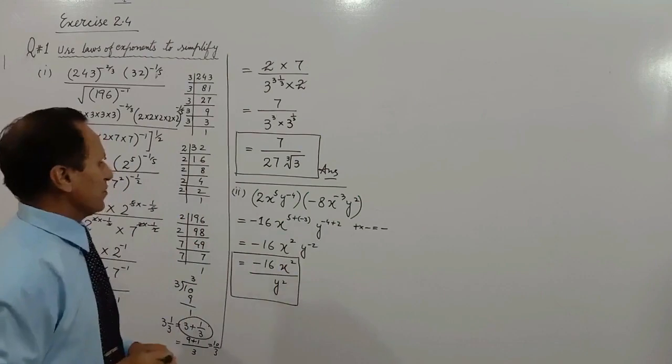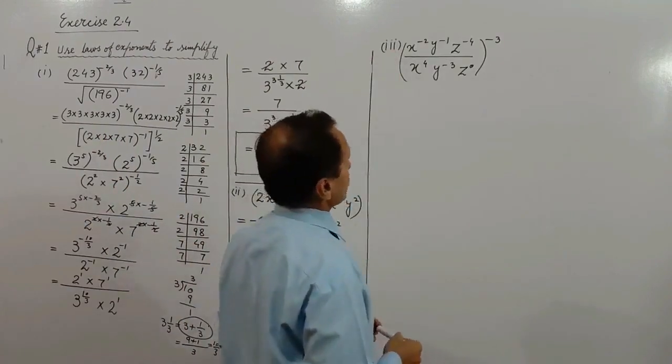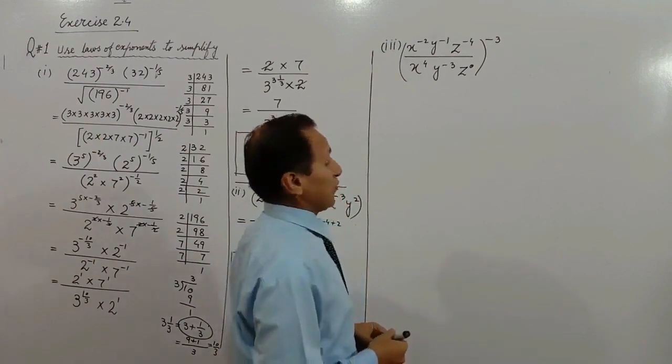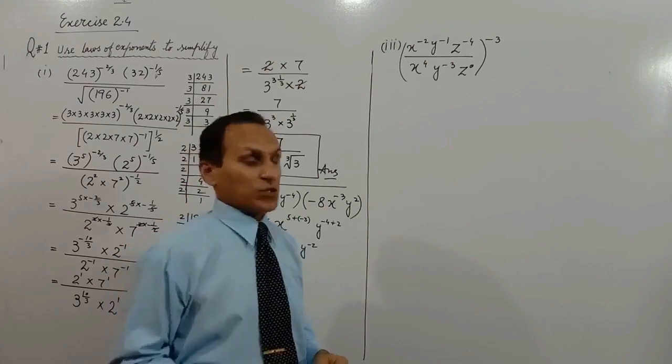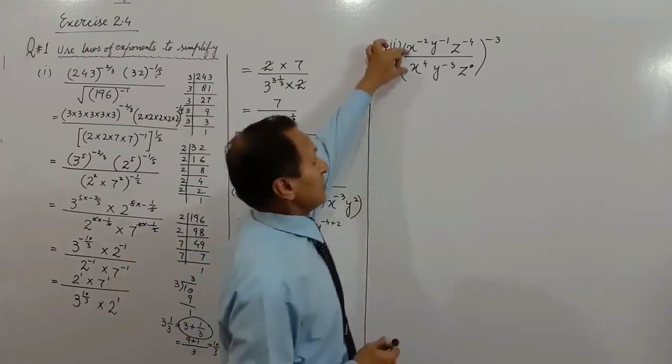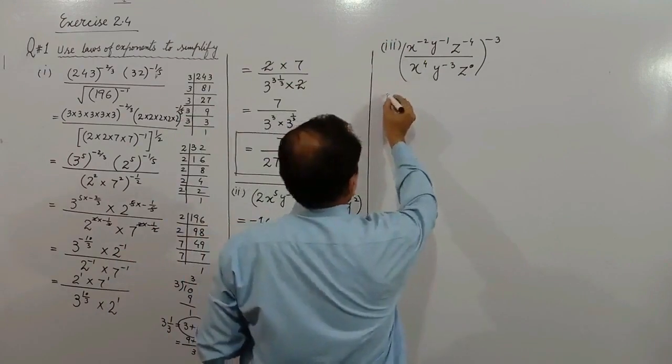And that's it. Now we do part 3. In part 3 we deal with two different algebraic expressions having different powers. We apply laws of exponent. According to BODMAS rule, we have to solve the internal part of the bracket first. So let's begin with this.